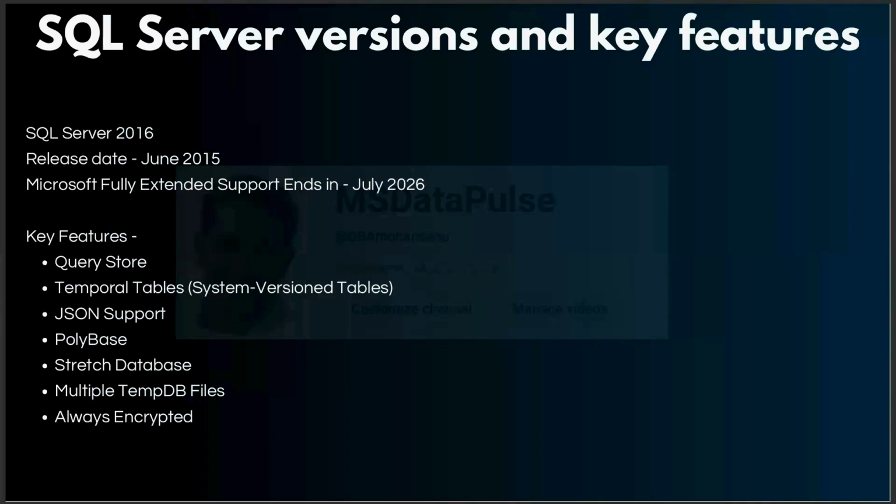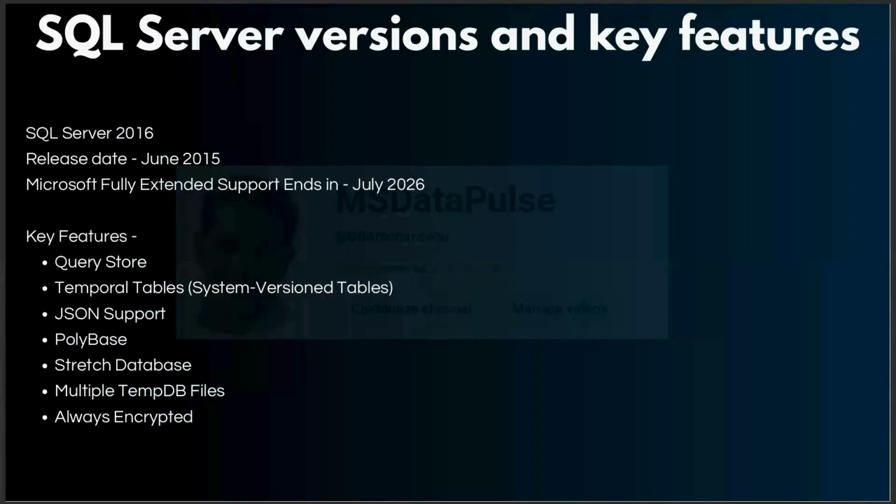Please note that Microsoft retired Stretch Database in July 2024 for SQL Server 2016, 2017, 2019, and 2022. It recommended CREATE EXTERNAL TABLE AS SELECT, or CETAS, in SQL Server 2022 plus editions for archiving cold data to Azure storage.